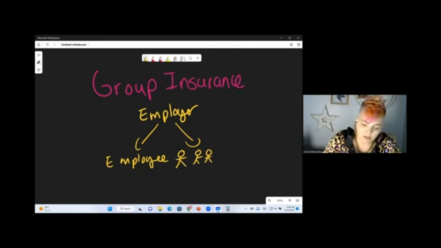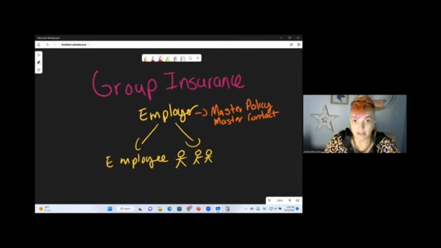What we want to know is that the employer is the one who is going to get the copy of the policy, but they're going to call it a master policy, or a master contract. Policy, contract, tomato, tomato. A policy is a contract. So whether they say master policy or master contract, it's the same thing. The copy of the policy goes to the employer. The employees who are covered under the plan are going to get a certificate of coverage.